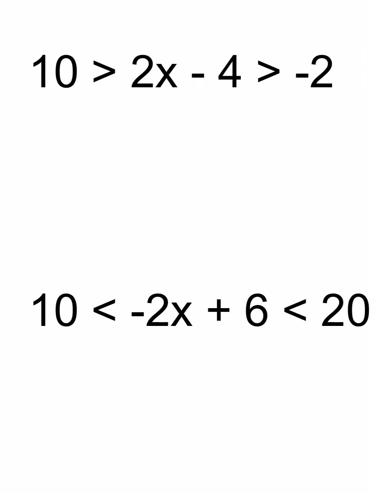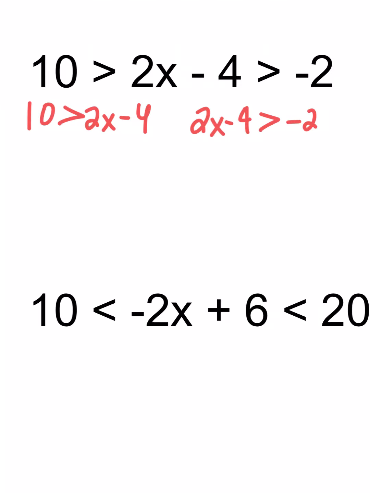Alright, this is number 4. This inequality, we can break it down into two pieces. 10 is greater than 2x minus 4, and 2x minus 4 is greater than negative 2. All we did was just split it into two pieces. And now I'll solve this first part in red.